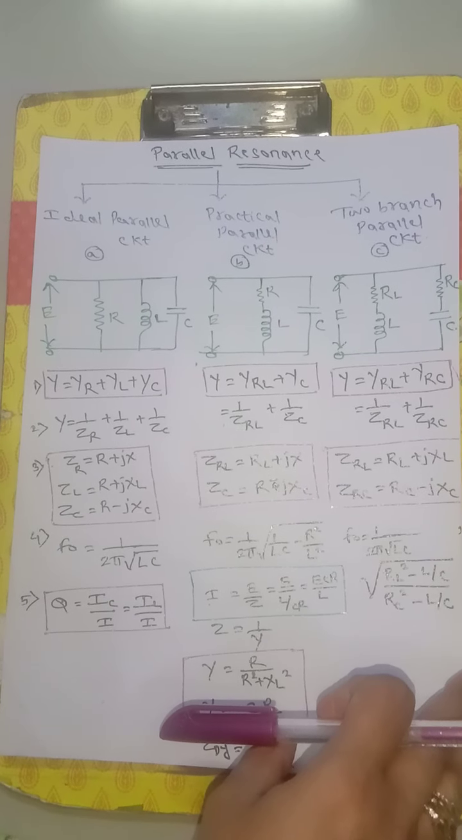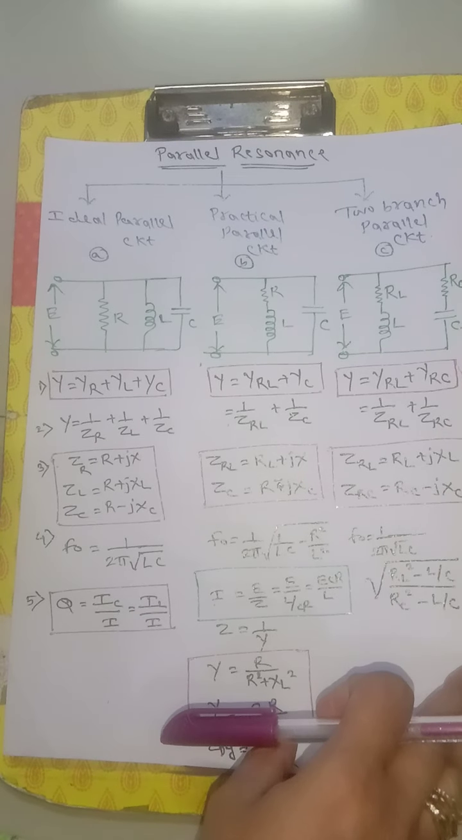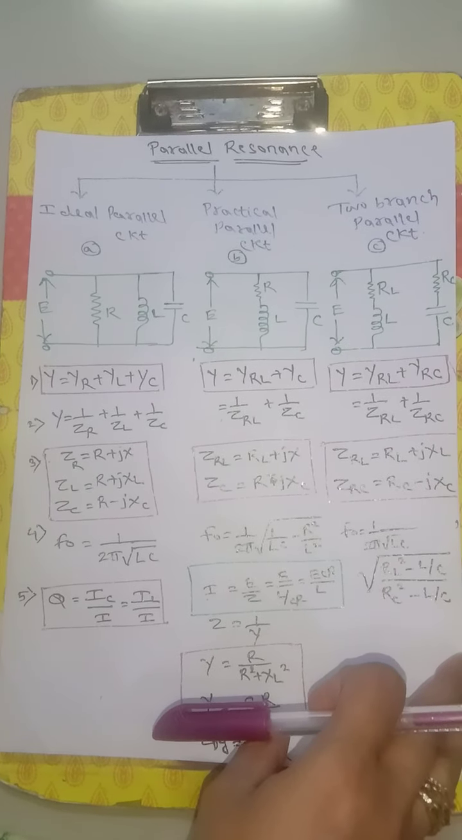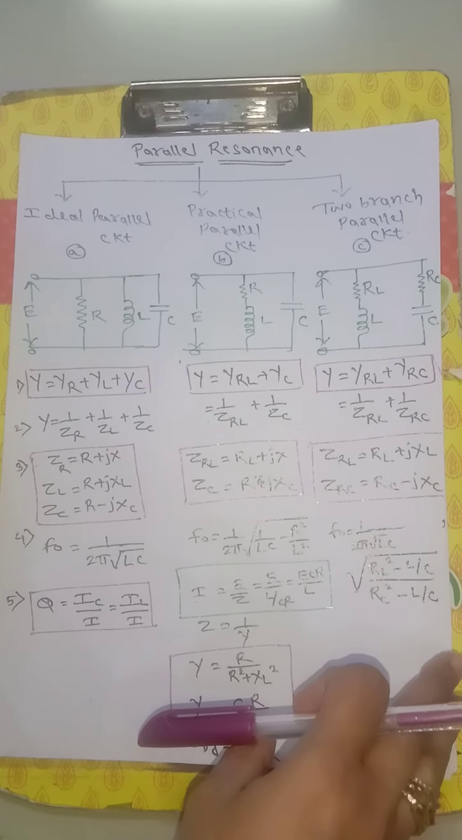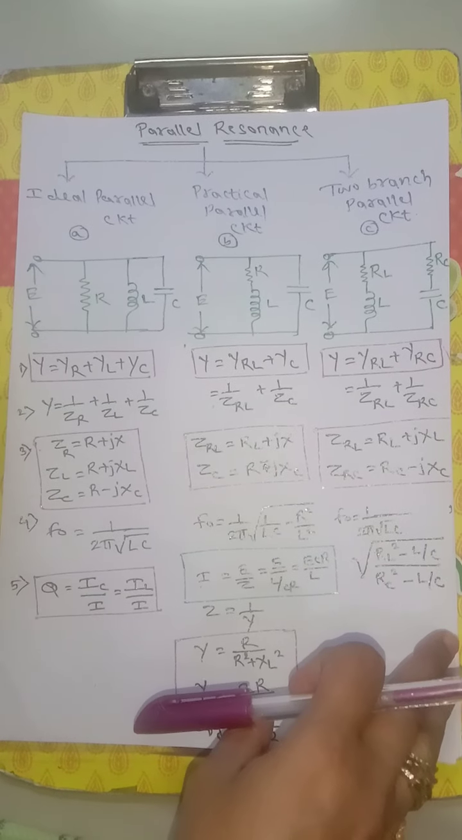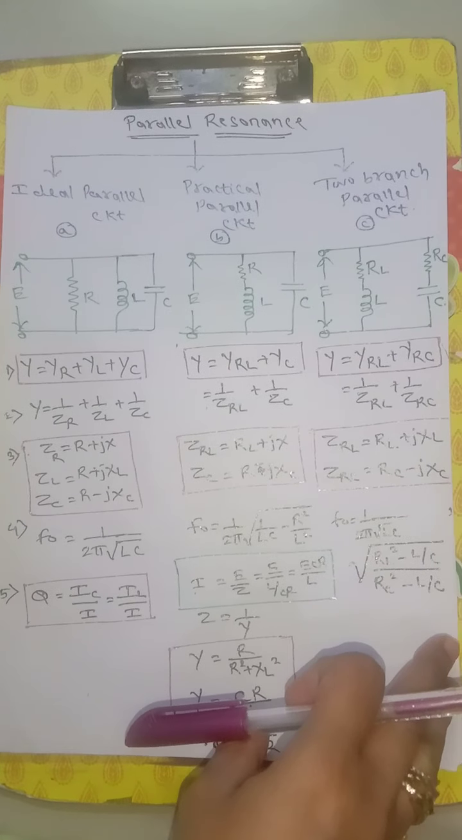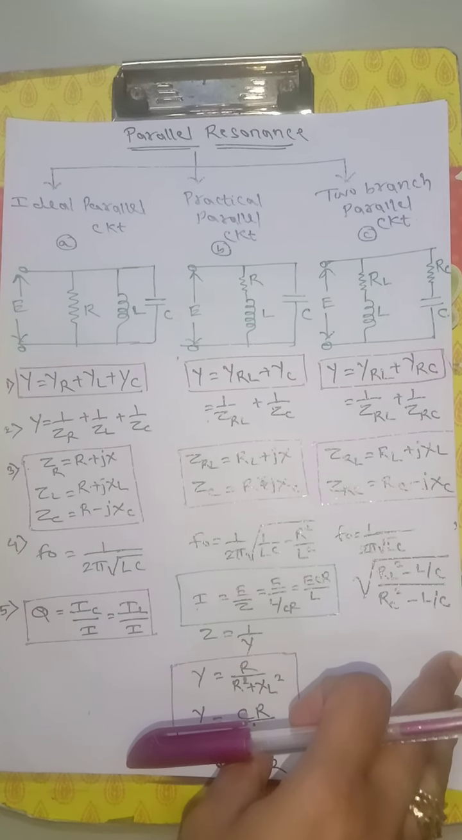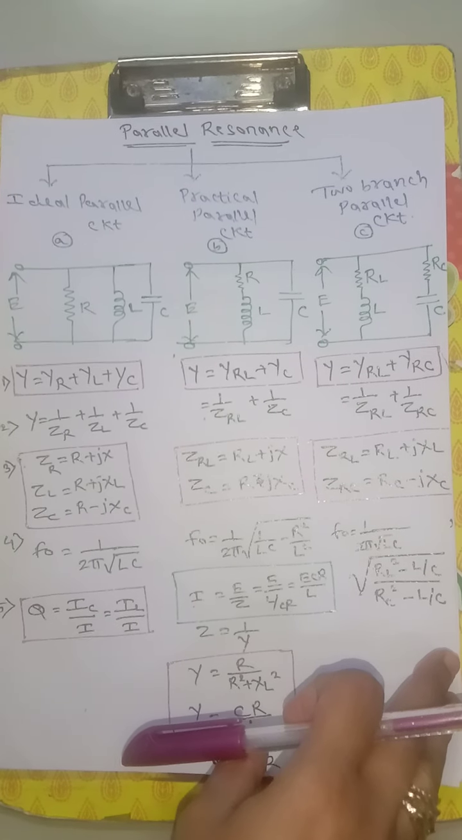Everyone, we are learning the subject of circuit theory, or network analysis, or network theory. In this we will learn the chapter on resonance, and we know very well there are two classifications of resonance circuitry. One is known as series resonance and the other is nothing but parallel resonance.